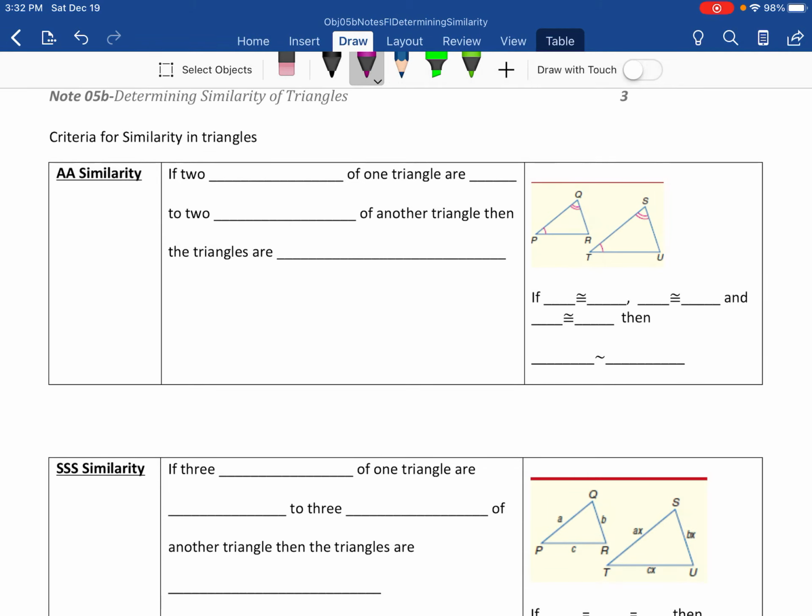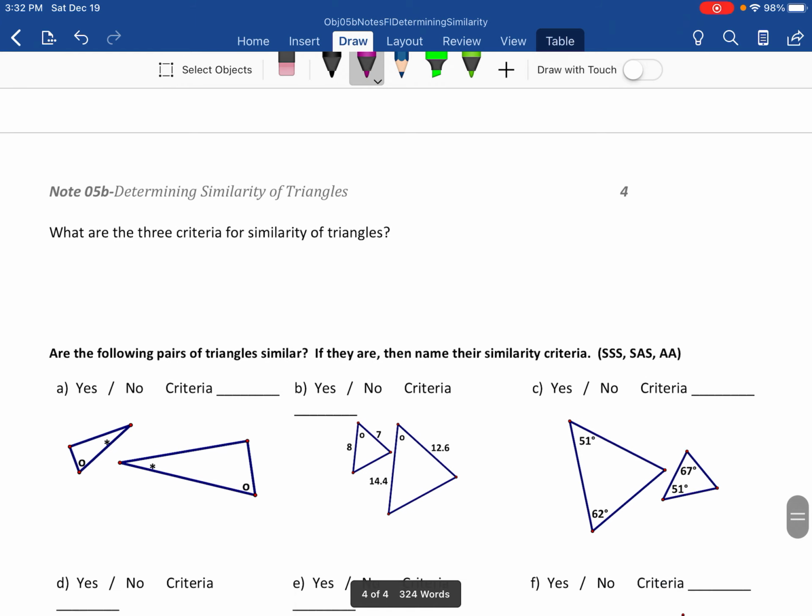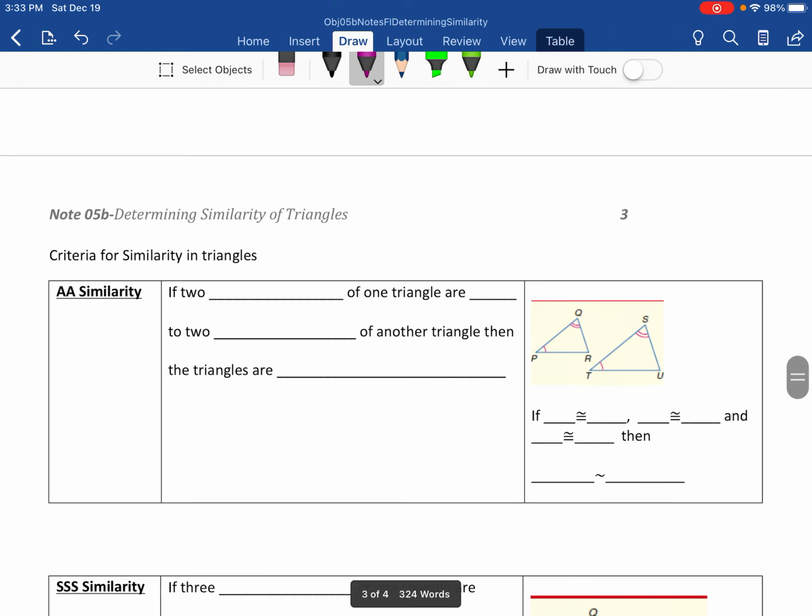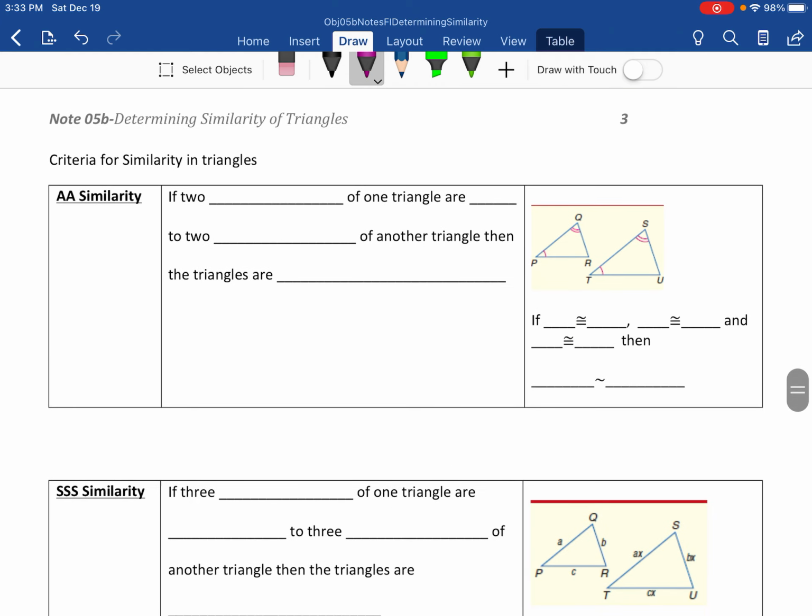So now we're going to talk about determining similarity, like proving similarity, but we're not going to actually do proofs. I know some of you had a little bit of a heart attack there. You don't really need to do proofs necessarily, but we're just going to talk about whether or not two figures are similar.